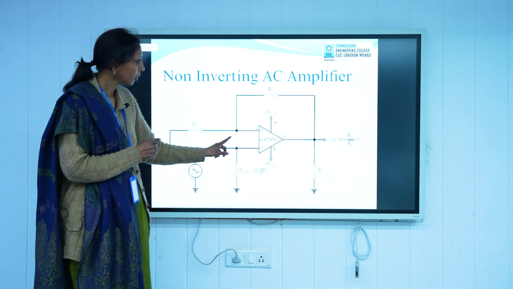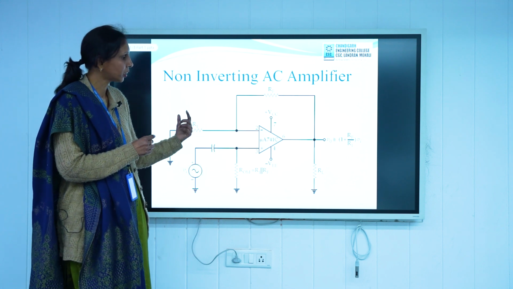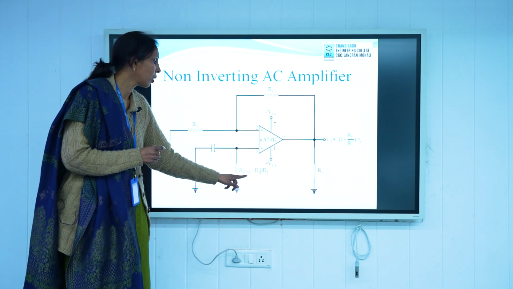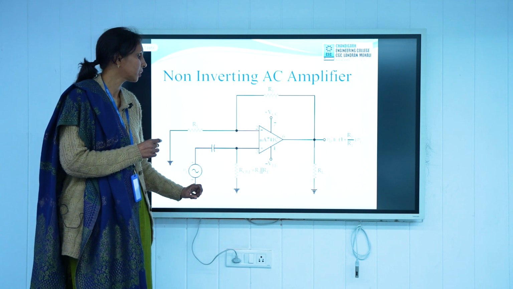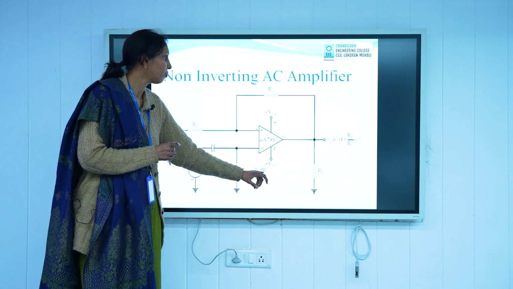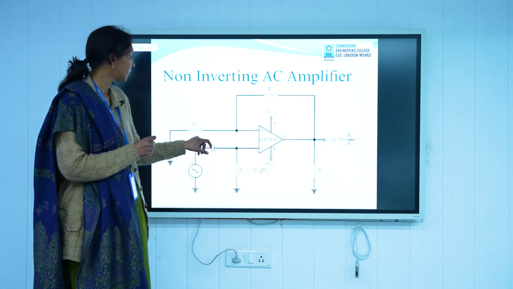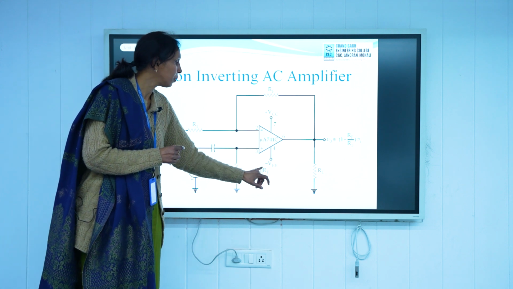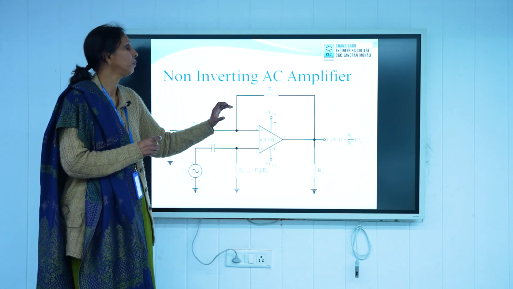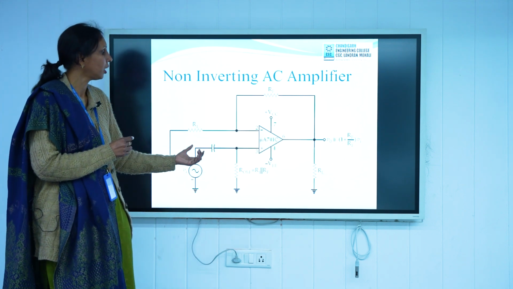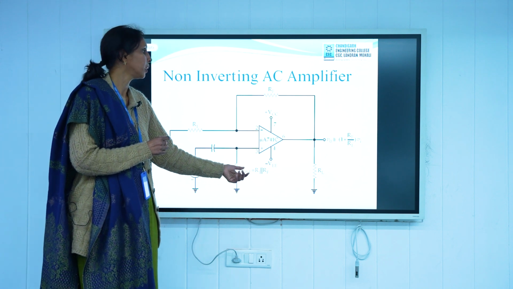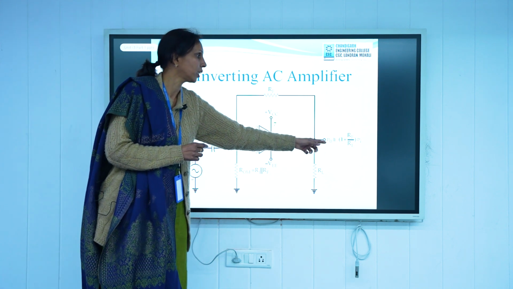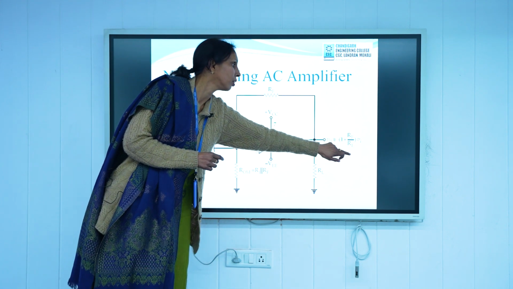Again here, to nullify the output, as we discussed in the previous case, we again use the offset minimizing resistor, which is the parallel combination of R1 and RF. The same R1 and RF can be connected here to nullify the output. That is, we need to nullify the output, so we use the offset minimizing resistor. The output will again be the same, 1 plus RF by R1 into Vin.